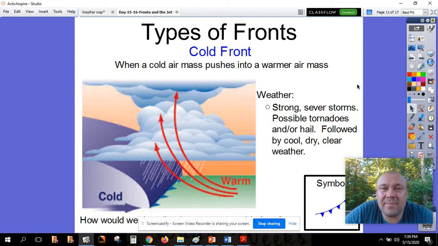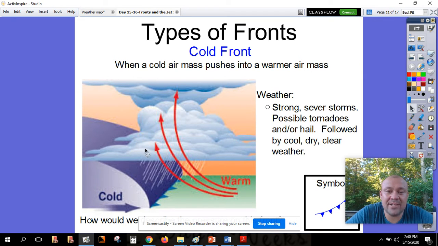I want to talk to you today about fronts, and we're going to start with cold fronts. So, the thing to remember with fronts is the name of the front tells you the type of air that is moving into the area. So, when we have a cold front, what that tells us is that cold air is moving into an area that has warmer air. And the front is that leading edge of that air. And in this case, the leading edge of the cold air.